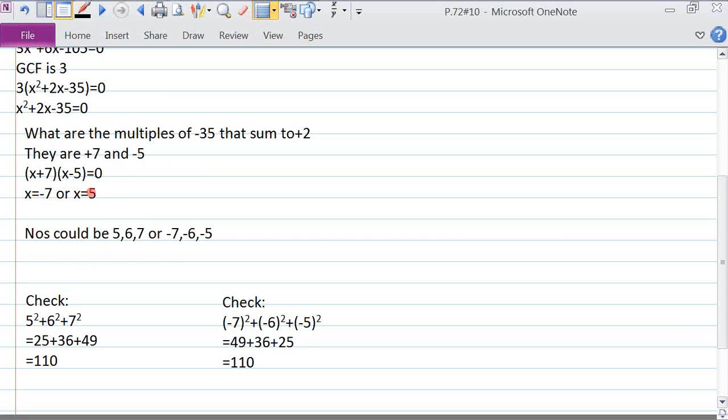Now, if I choose 5 as the answer, x is 5, x plus 1 is 6, and x plus 2 is 7. You sum the squares of these, 5 squared plus 6 squared plus 7 squared, get 25 plus 36 plus 49, which is 110. You do the same thing with the minus 7, the minus 6, and the minus 5. You square them and then you sum them. You get 49 plus 36 plus 25, which also gives you 110.